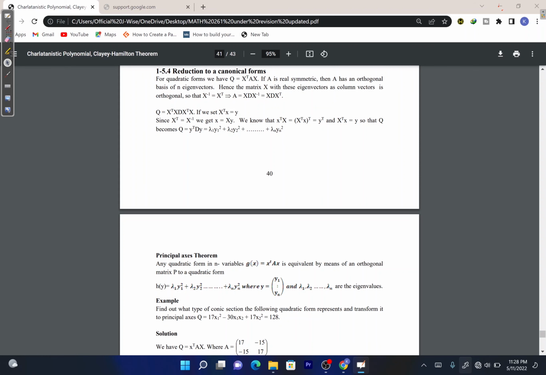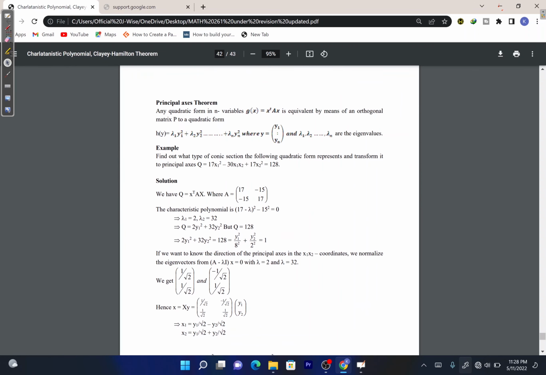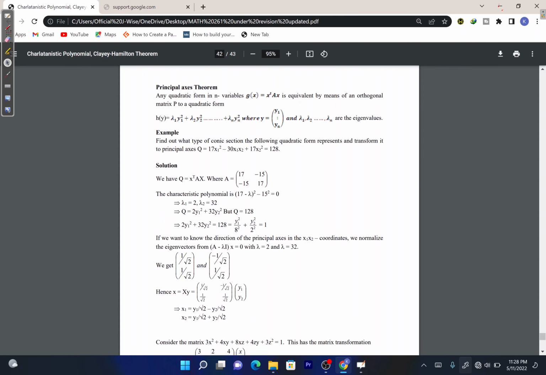Here is an example. We have to find out what type of conic section the following quadratic form represents and transform it to the principal axes. So we have this quadratic form. We can write Q of x as x transpose Ax, where our matrix A is given by this, generated from this. So we get 17, negative 15, negative 15, 17.